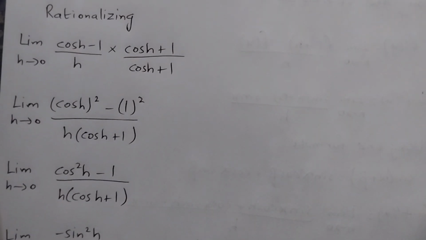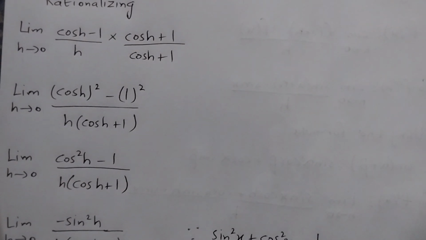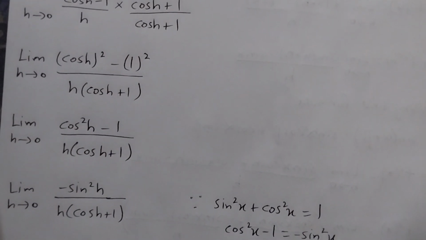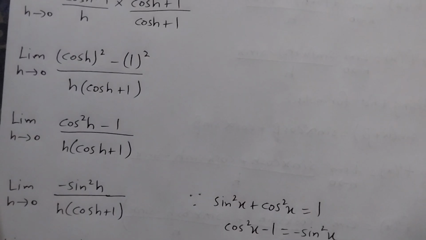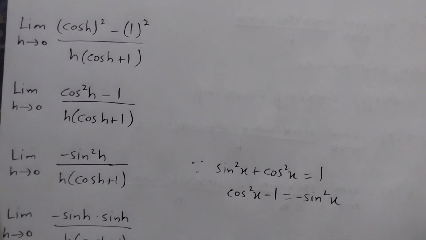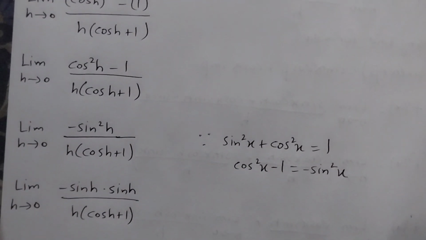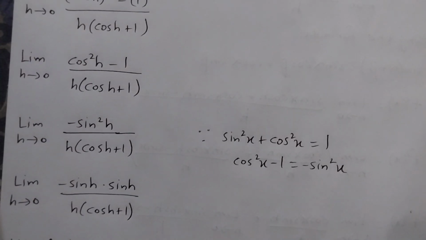In the numerator we are getting (a minus b) into (a plus b) form, which is equal to a squared minus b squared. So (cos h) whole squared minus 1 whole squared. In the denominator, the denominators will be multiplied, so they will become h into (cos h plus 1). So in the numerator we get cos squared h minus 1, and cos squared h minus 1 is basically sin squared h. I've written here that sin squared x plus cos squared x is equal to 1.